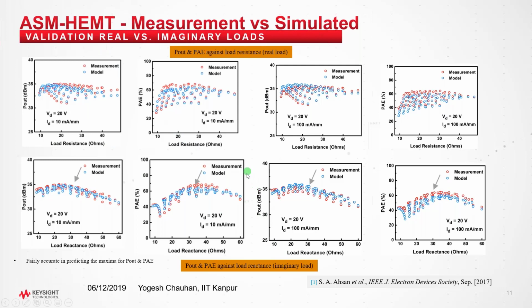On the Asm HEMT side, these next two slides are in care of Professor Chauhan of IIT. So the red is the measured data, and the blue is the model data from the Asm HEMT model using ICCAP. And so this is looking at output power and power out at efficiency over different real and imaginary load resistances. So really tight correlation there.